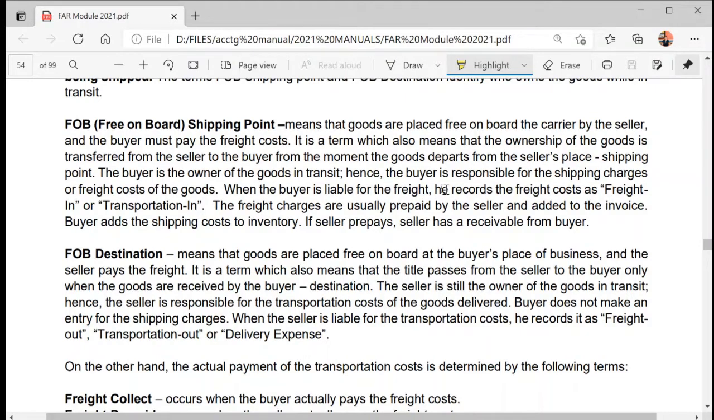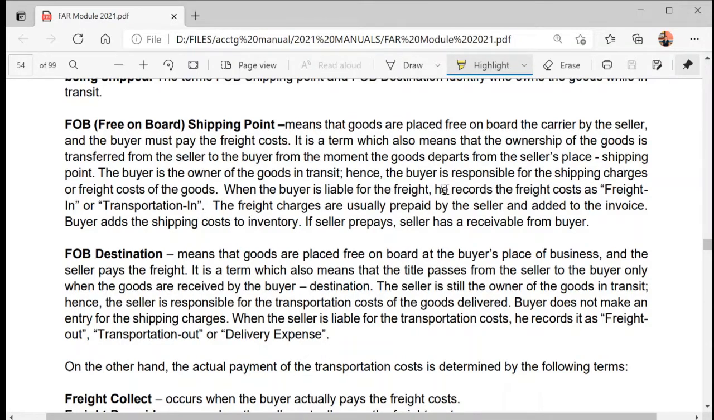And as I have mentioned a while ago, whoever is the owner of the goods while in transit should also be the one to pay for the freight charges. And remember, in our inventory accounting, the freight charge is added to the cost of the inventory. So it gets added. That's why in the perpetual inventory method, every time there's a freight in recording on the periodic side, we convert that to inventory or merchandise inventory in the perpetual system.